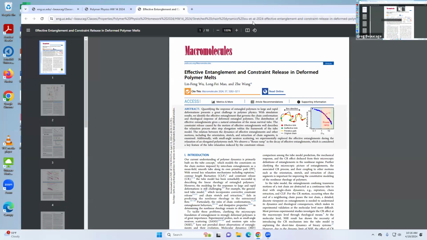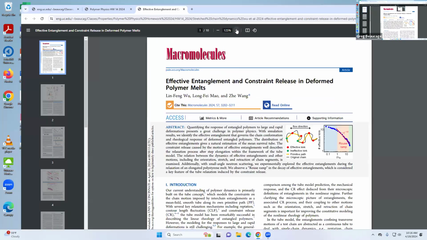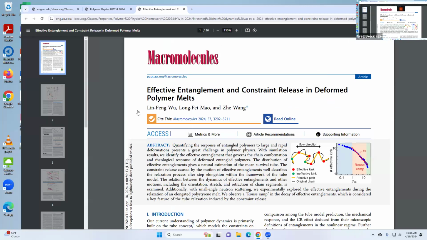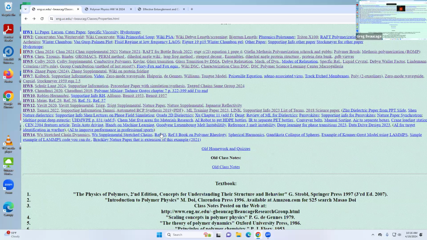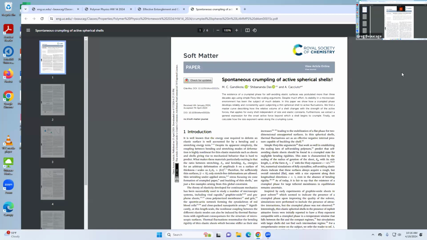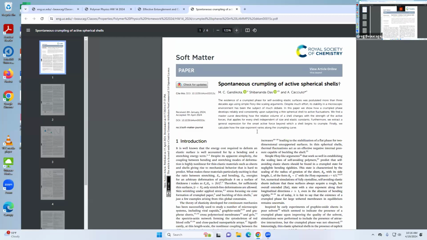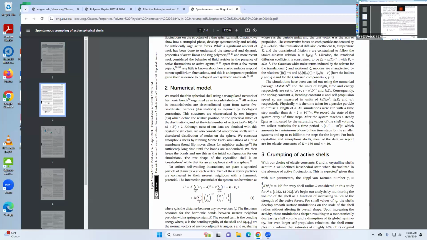This one's pretty hard. It's kind of about Rouse, about reptation and Rouse. And the other one is seemingly pretty easy, which every time I say something's easy, that means it's hard. But basically, this is pretty simple.